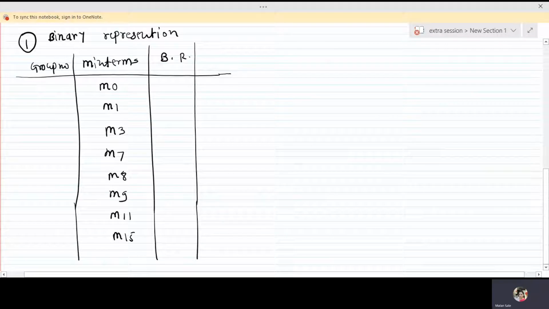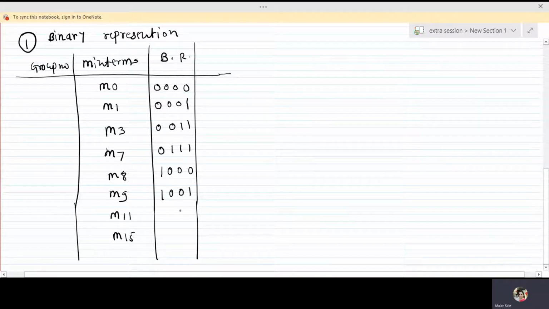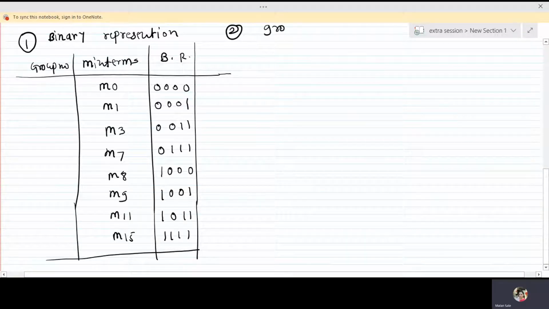Binary representation is 0000, 0001, 0011, 0111, 1000, 1001, 1011 and 1111. Second step, grouping. Grouping according to the number of ones.